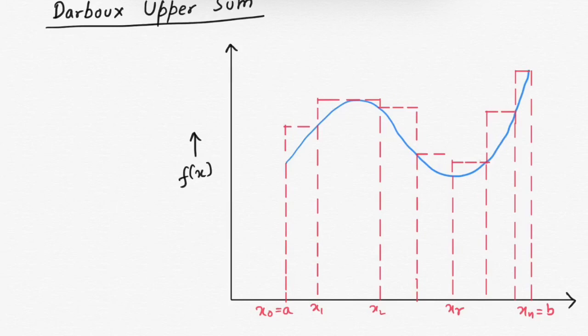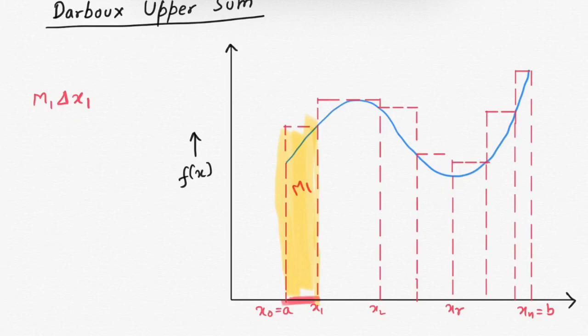In the superscribed rectangle, what is the length of the rectangle? The length of the rectangle is nothing but the maximum value of the function in that interval. And the breadth of the rectangle is the length of the subinterval. If m1 is the maximum value of the function in the first interval, then the area of the first rectangle will be m1 delta x1. Here delta x1 is the length of the first subinterval.